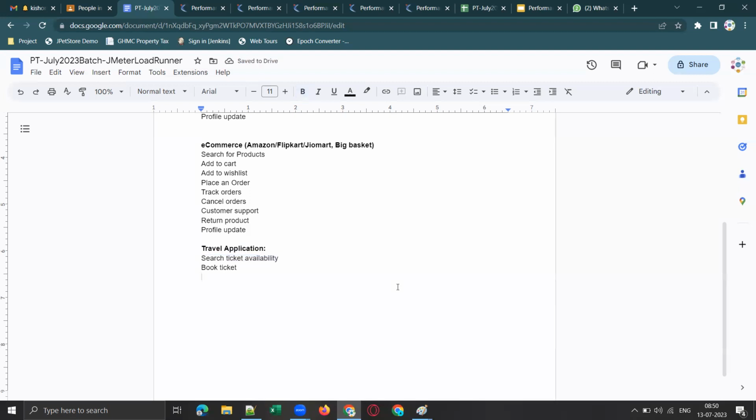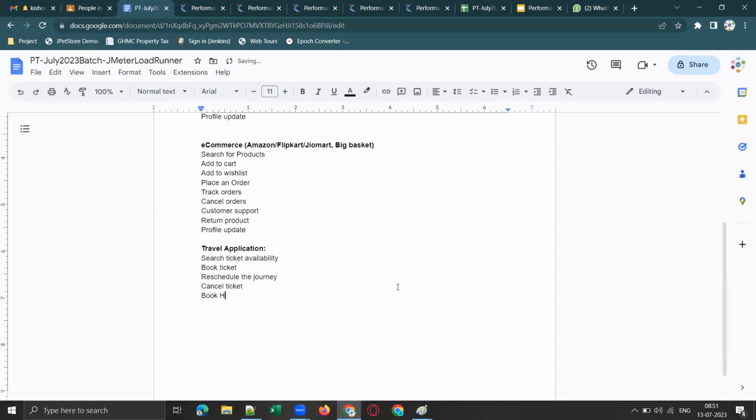Book ticket. What else? Dates. Canceling. Reschedule the ticket, isn't it? Reschedule the journey, right? Cancel ticket. Once in a while, we may be canceling the ticket, right? Cancel ticket. What else?